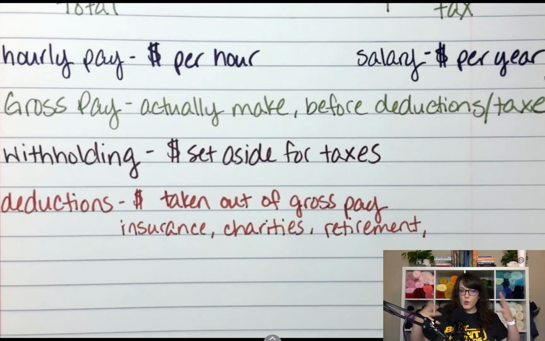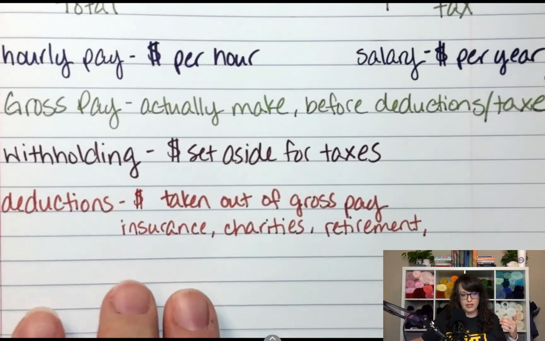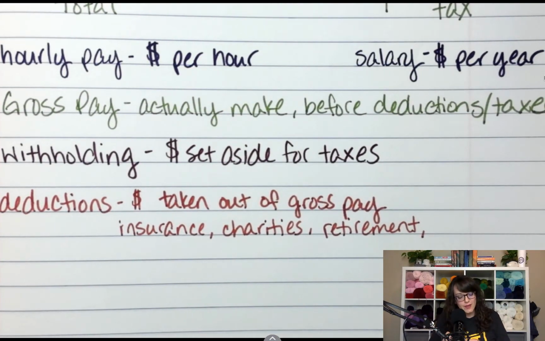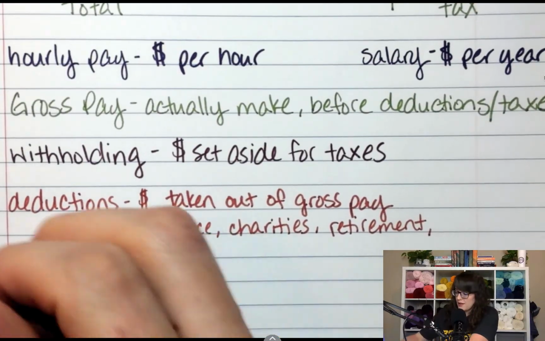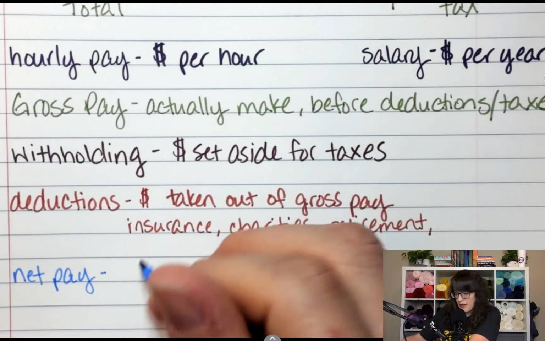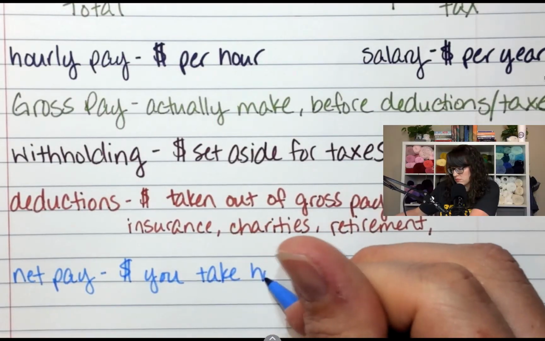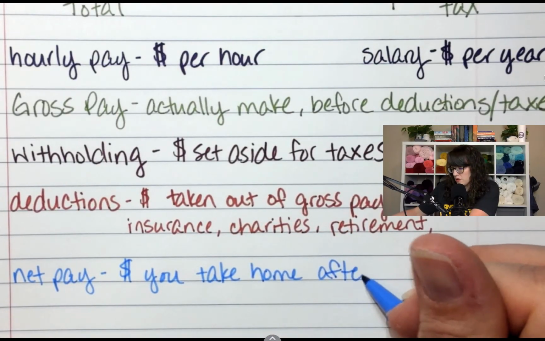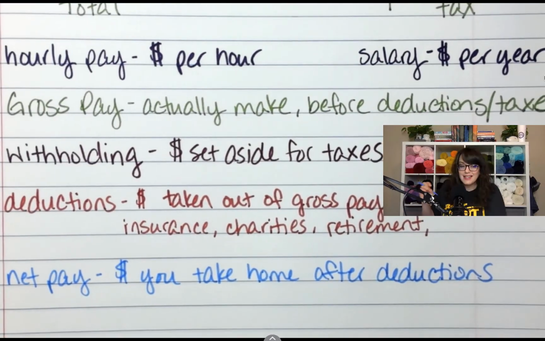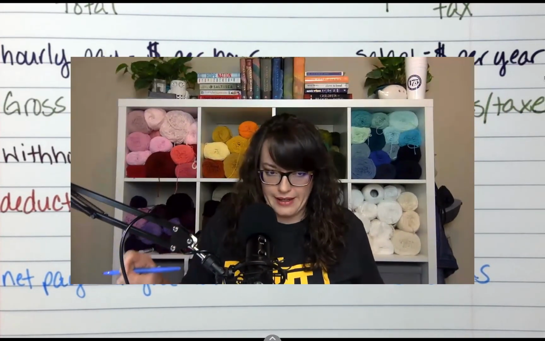Now, you work, work, work, work, work, you get paid gross pay. Well, then you have to pay federal taxes and then you have to pay for your insurance. So, what's left over, that's what you actually get to take home. And that is called net pay. Net pay is what actually goes in your bank account. This is money you take home after deductions. So your net pay is always less than gross pay.